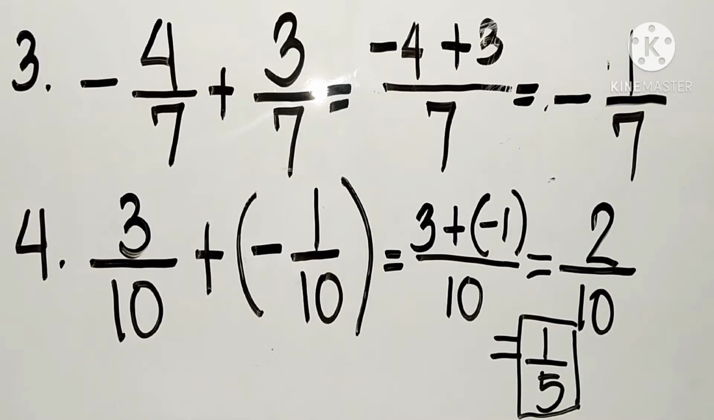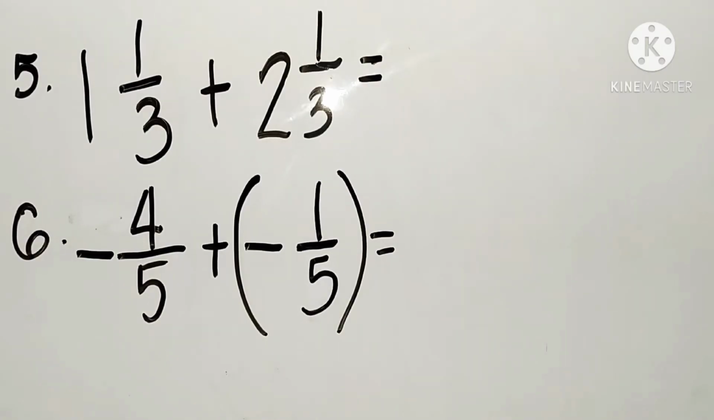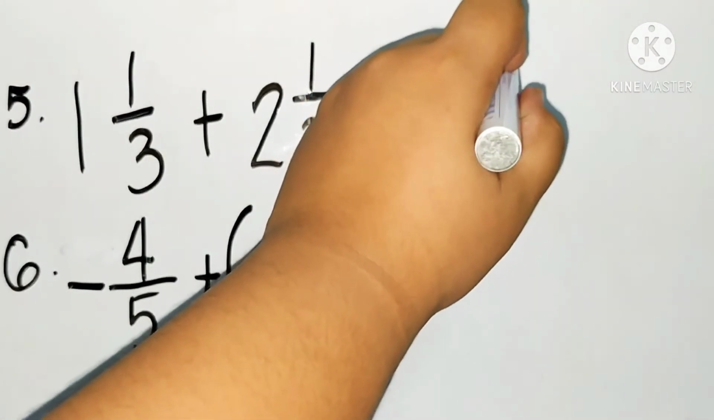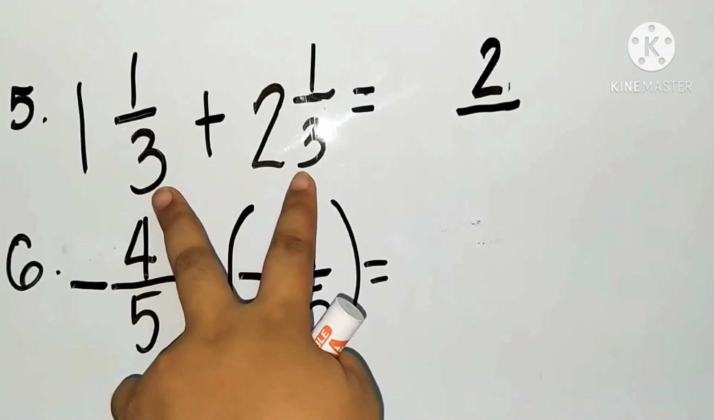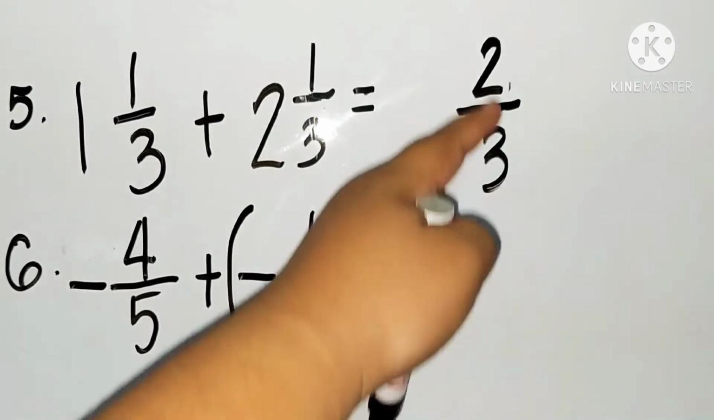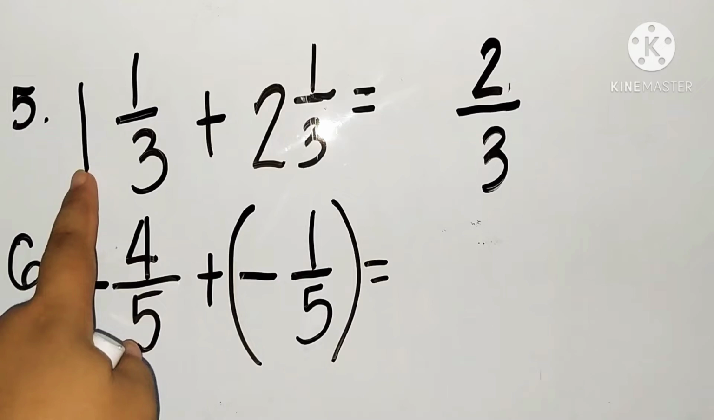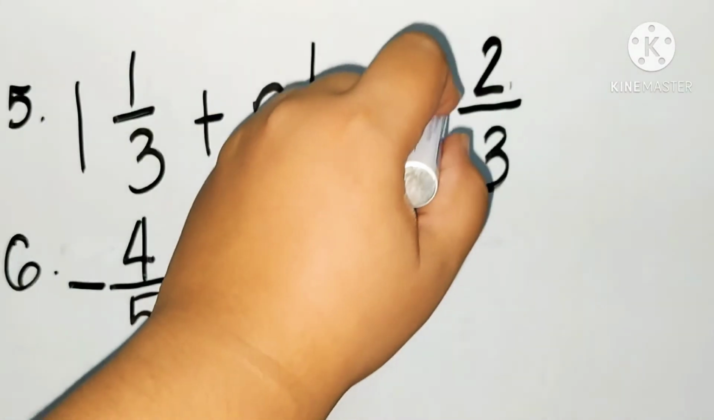Last 2 examples. Let's have number 5. So, yung number 5 ay example ng isang mixed number. Yung number 5, magiging 1 plus 1 is 2. And then, copy the denominator, which is 3. Since hindi naman siya ma-express sa lowest term, so we leave it as it is. And then, add the whole numbers. 1 plus 2, that is 3.